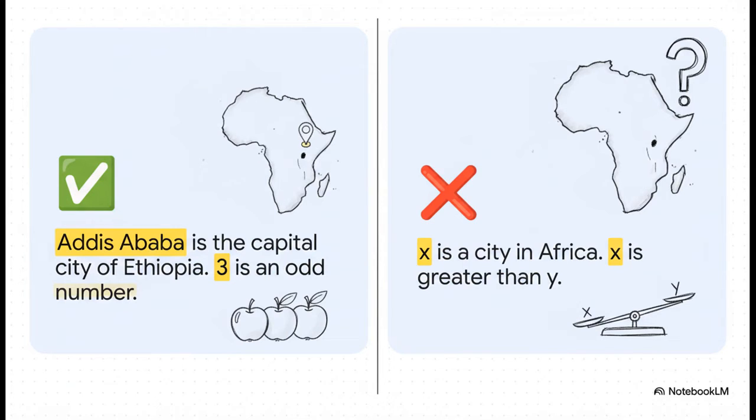On the left, you've got real propositions. Addis Ababa is the capital city of Ethiopia. That's true. We can verify that. 3 is an odd number. Also true. But now, look at the right side. These are not propositions. X is a city in Africa. Well, is it? We don't know. It totally depends on what X is. Same thing for X is greater than Y. Because their truth can change, they don't count.